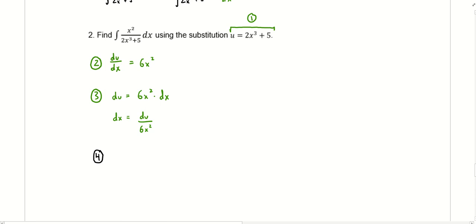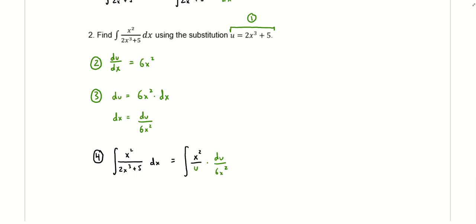So now let's do this substitution and see if we get anything nicer. I'm integrating x squared over 2x cubed plus 5. And here, every place I see my denominator, 2x cubed plus 5, that's going to become u, and dx is going to be du over 6x squared. So this becomes the integral of x squared over u times du over 6x squared. And this looks a little bit better, right?